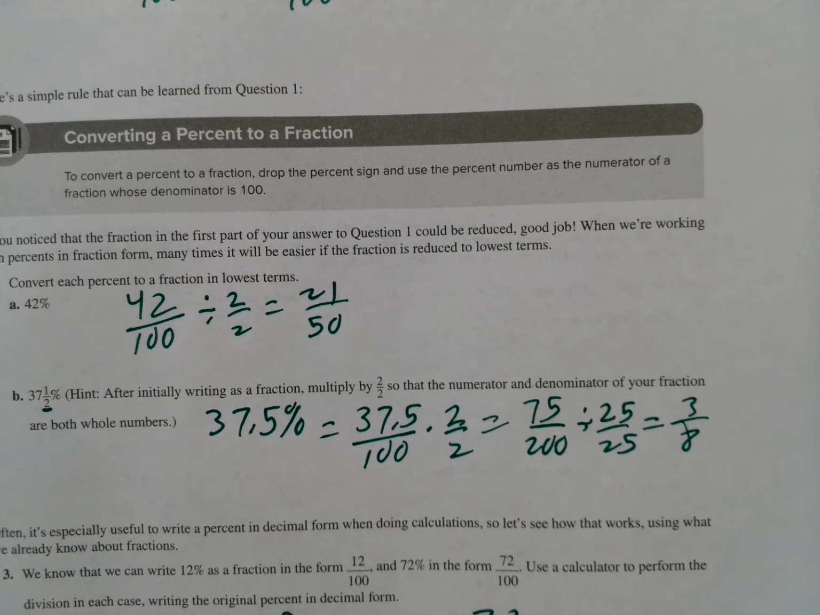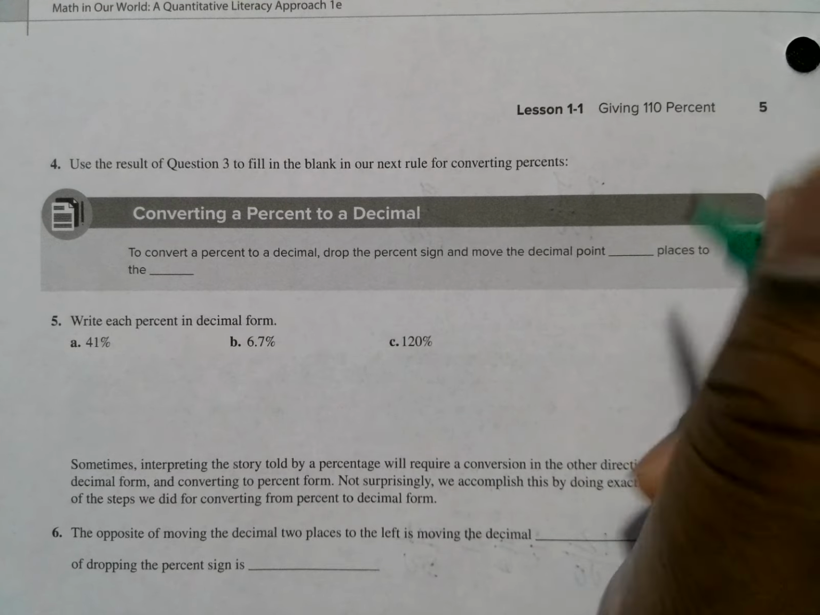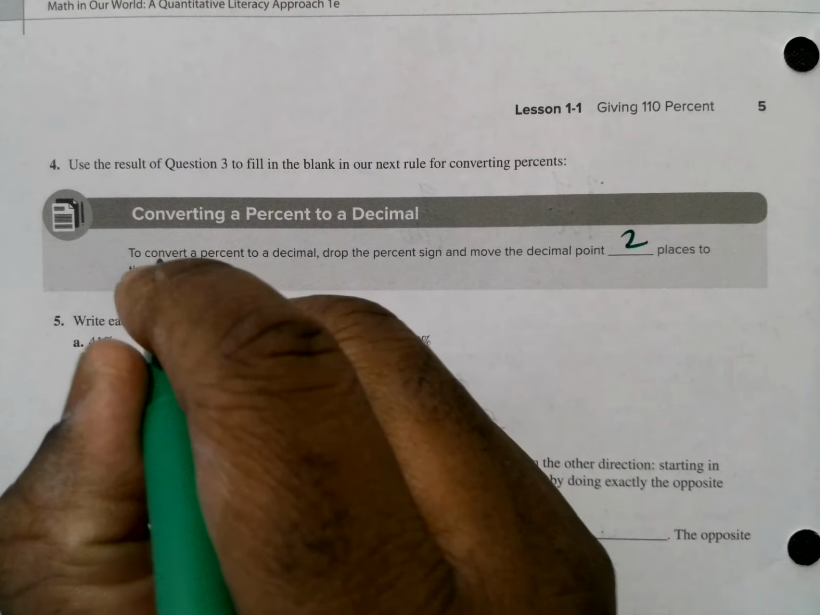All right, now we're going to go over here to page 5. So we have number 4 here on page 5. And it says, use the result of question 3 to fill in the blank in our next rule for converting percents. It says to convert a percent to a decimal, drop the percent sign and move the decimal point 2 places to the left.